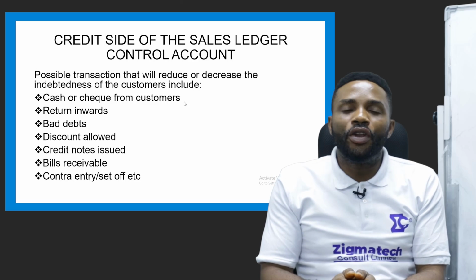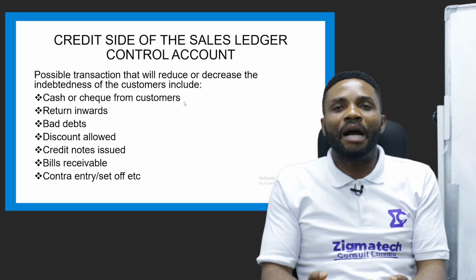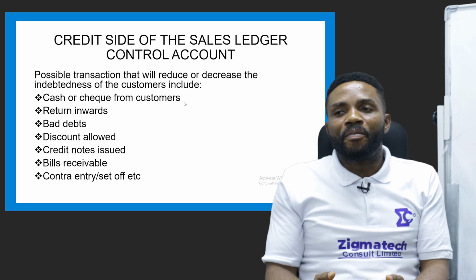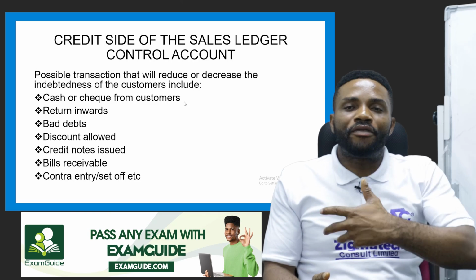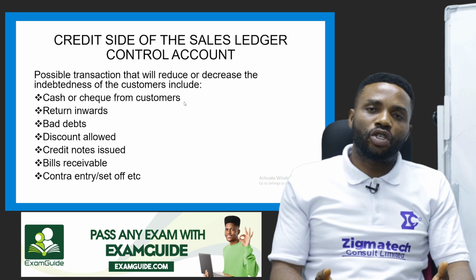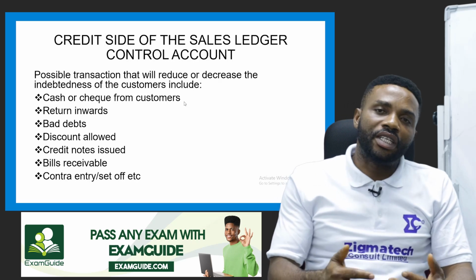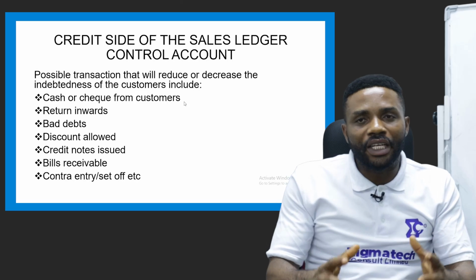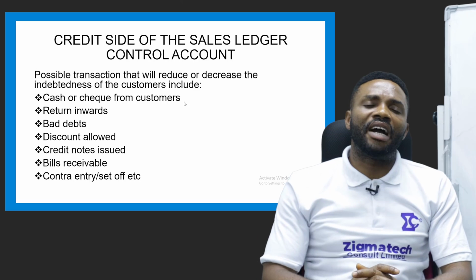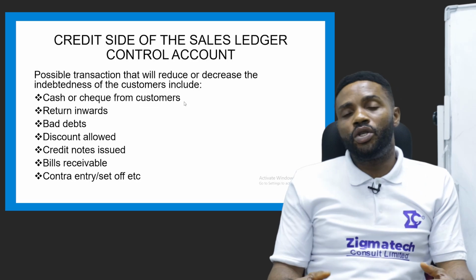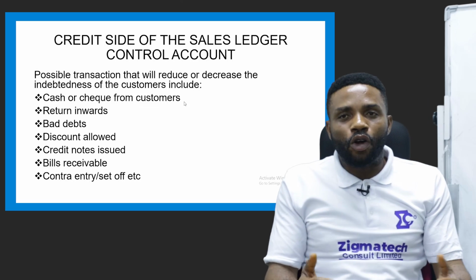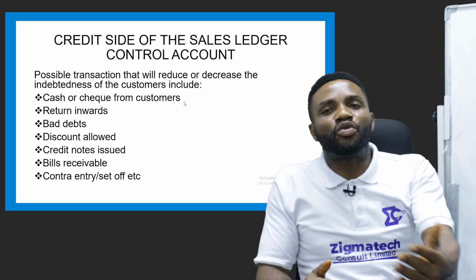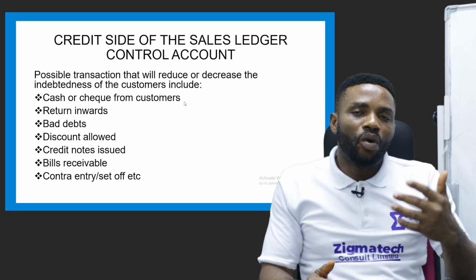Number 2, return inwards. Return inwards are basically goods returned by our customers to us because of some faults. We've sold the items to you, and getting to your shop, you detect some defect on the item. When you see defective items, you may not be able to sell them. So what do you do? You return it. Or some other time, the color description may not suit your interest, and you want to return it. So whenever that item is returned back to us, it will reduce what we were owed before.